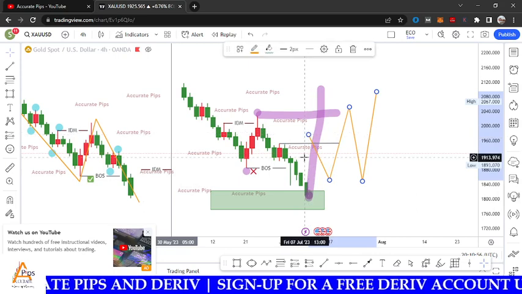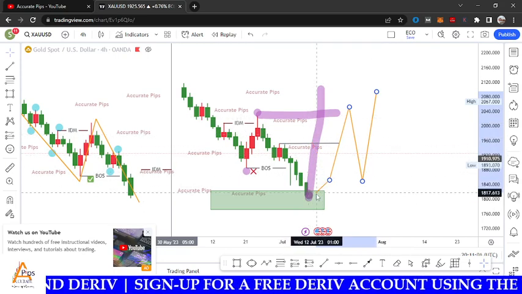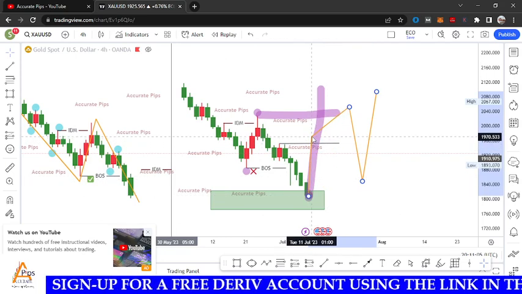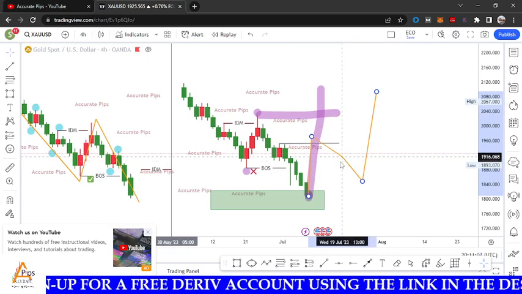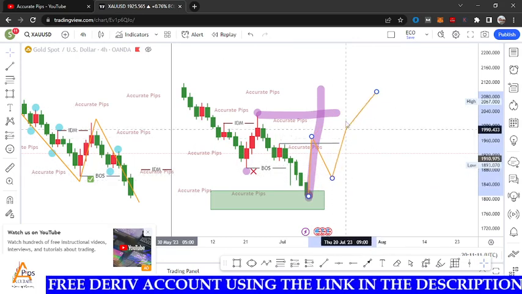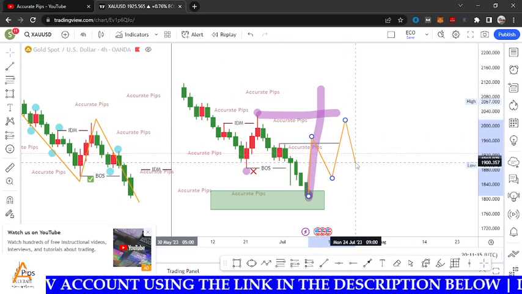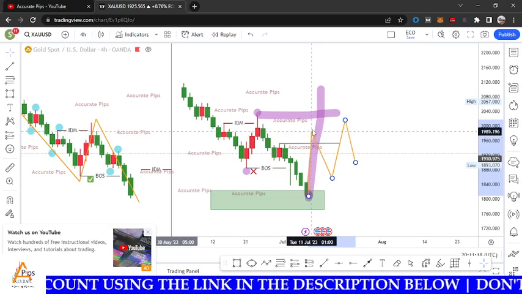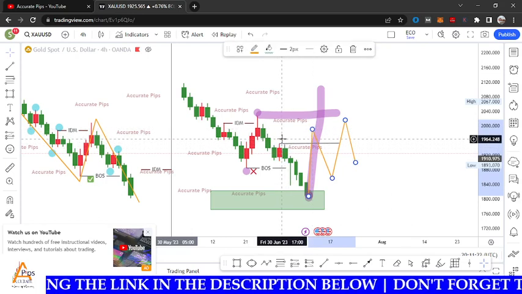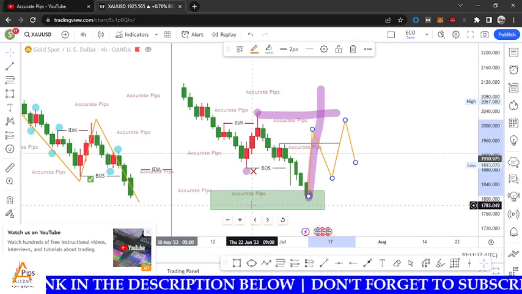So you have something like this. Use this side rather as our particular one, the one that we were previously using as inducement, if price taps on a POI.